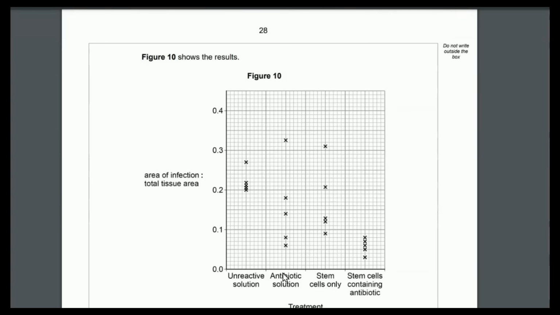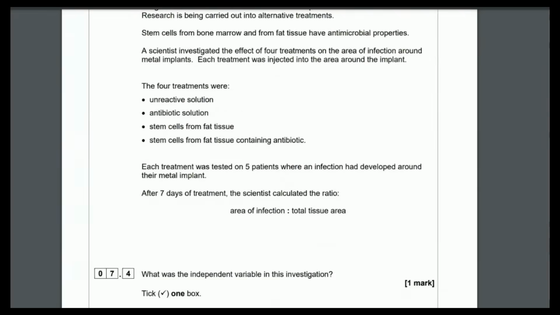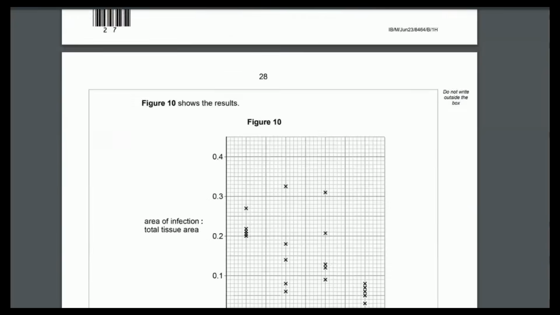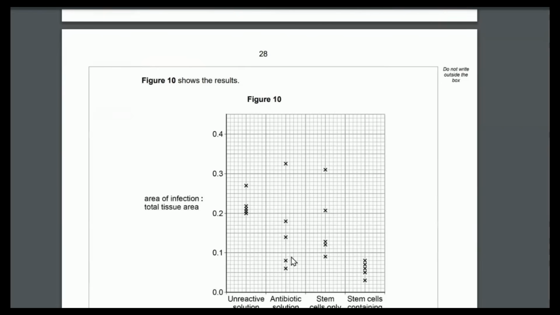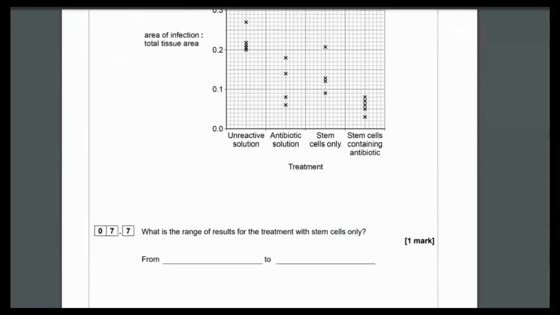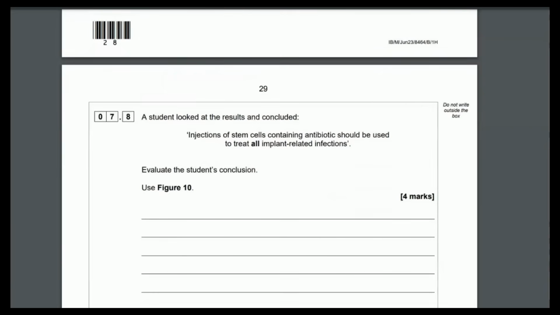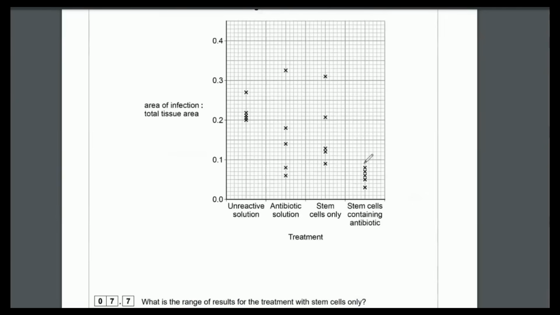So going back up to the graph, where is that graph? Here it is. So stem cells containing antibiotics. We're looking at the final column here. The student said this is the best one, and they've definitely got some good reasons to say that. What I would say the pros are is that the results on that one were all very close together. Look here where the 5 little crosses are on the right hand side. This is the stem cell containing antibiotic. That shows that the results were pretty reliable because they're all very close together.